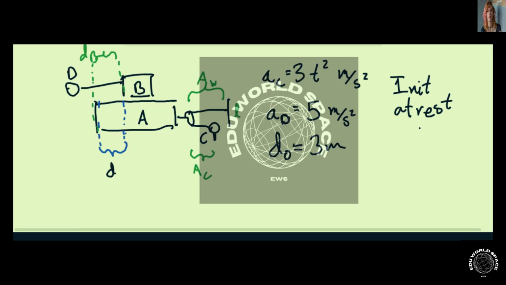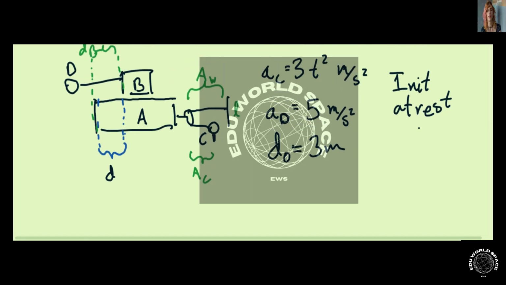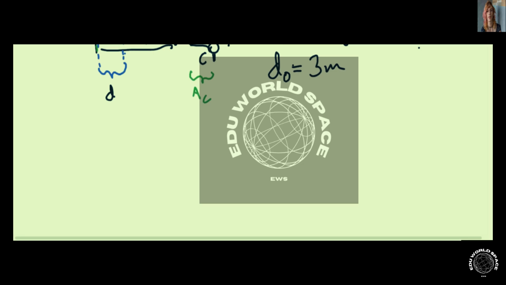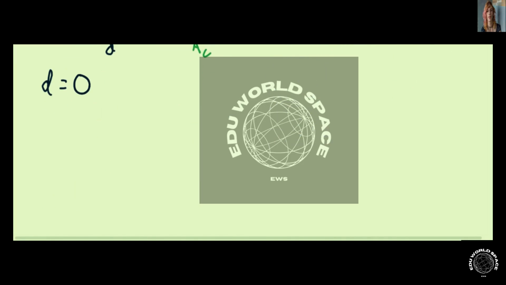In this problem, we have a pulley system driven by motors D and C pulling blocks B and A. We're given the accelerations caused by motors C and D. C's acceleration is defined by 3t squared meters per second squared, and D's acceleration is constant at 5 meters per second squared. The system is initially at rest, and what we're interested in finding is when the distance between the edge of blocks B and A, which we're calling D here, is 0.